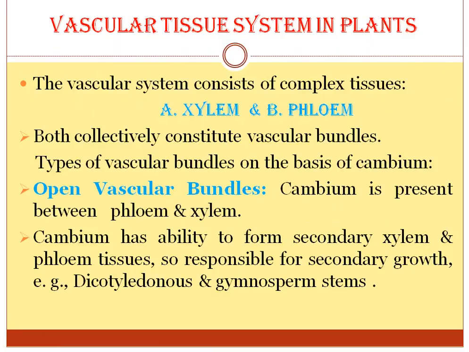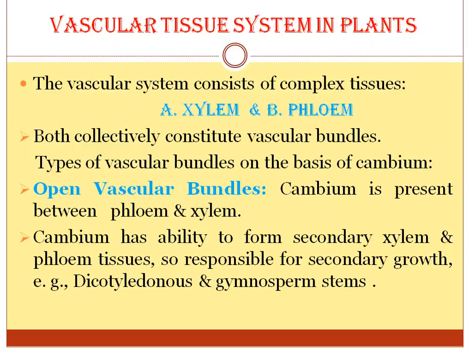Vascular tissue system in plants from chapter 6, that is anatomy of flowering plants. Vascular system consists of complex tissues. These are two types, xylem and phloem. Both collectively constitute vascular bundles.